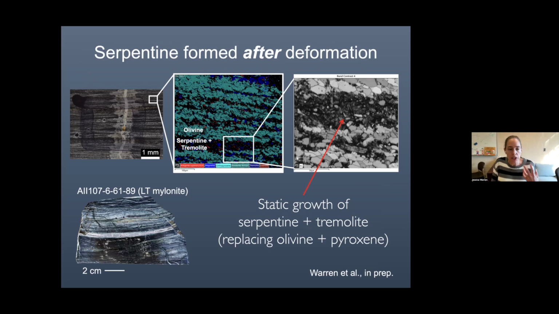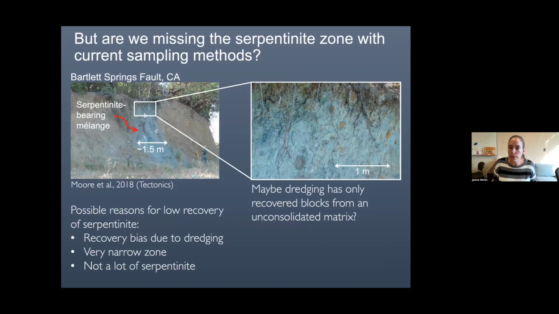So after spending a lot of time trying to really get into these samples and thinking of them as serpentine mylonites, to me, these samples are really just protomylonites that had seen extensive alteration. But that gets us back to this question about, are we just not adequately sampling these fault zones? And are we missing things when we're doing all of this by dredging?